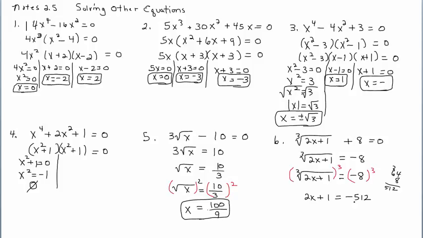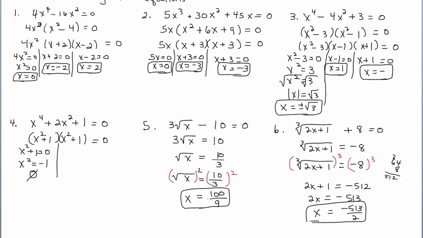Solve the resulting equation. It's linear, so let's subtract 1. So that becomes negative 513. And let's divide by 2. So the result is negative 513 divided by 2. Because this number is an odd integer, we can't simplify it any further.